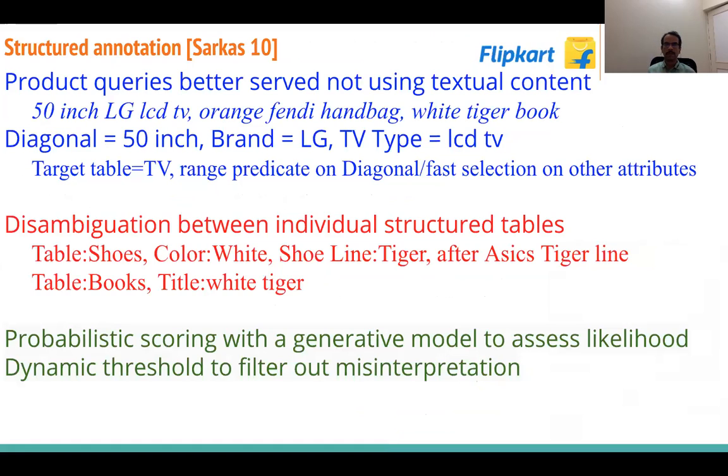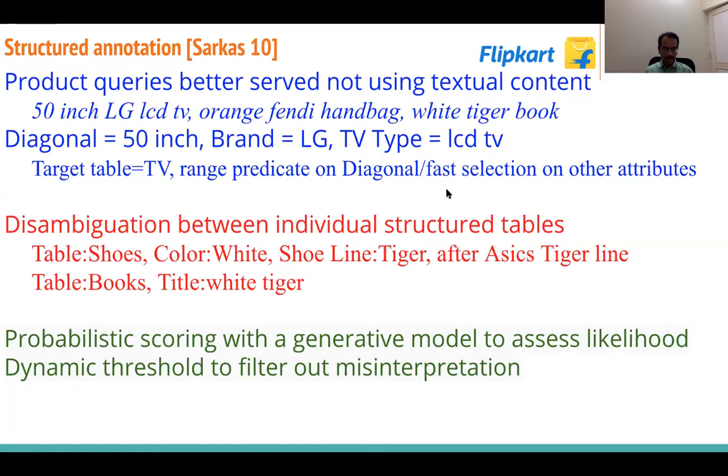So next is the structural annotation approach, very similar. A product query is better served not using textual content like 50-inch LG LCD TV, orange Fendi handbag, white tiger book. Instead, if there is a query like diagonal equal to 50-inch, brand equal to LG, TV type equal to LCD TV, the target table is TV, with a range predicate on diagonal, and fast selection on other attributes. So that could retrieve more relevant results.